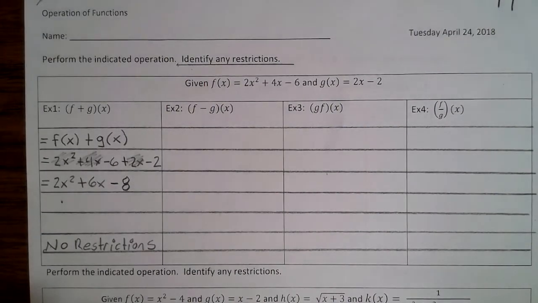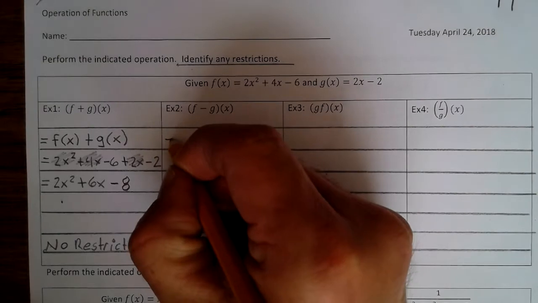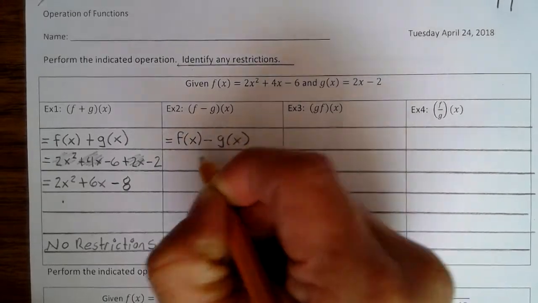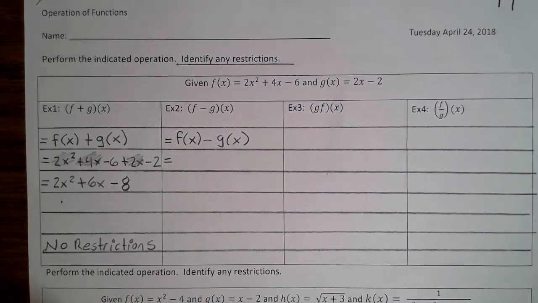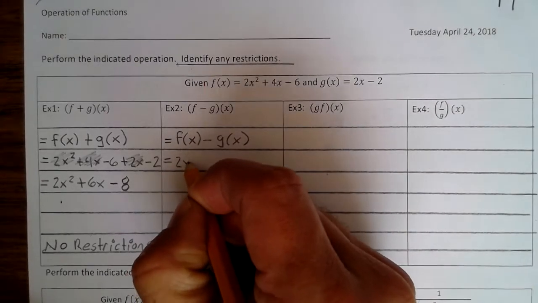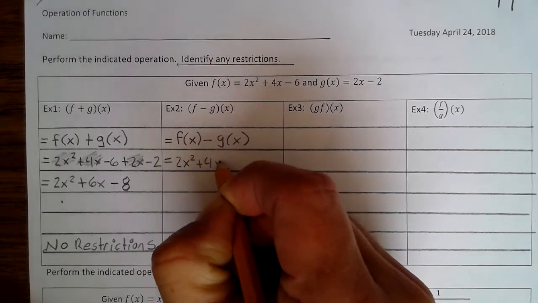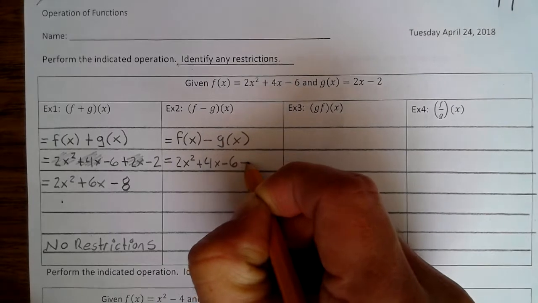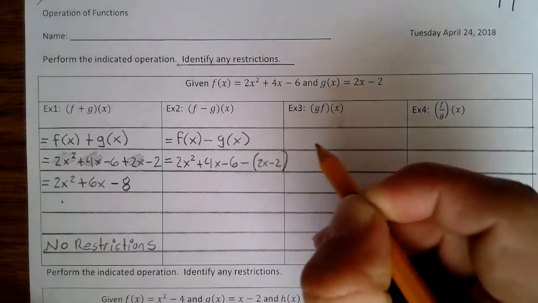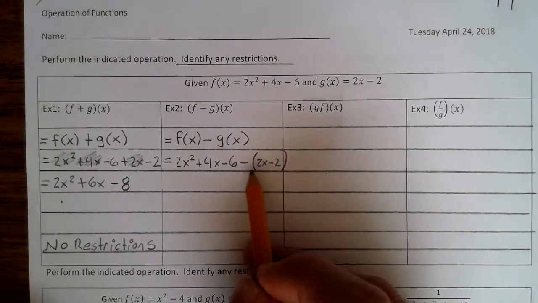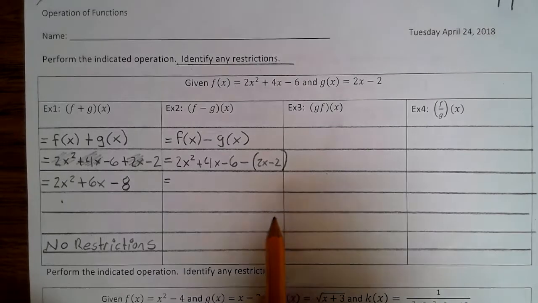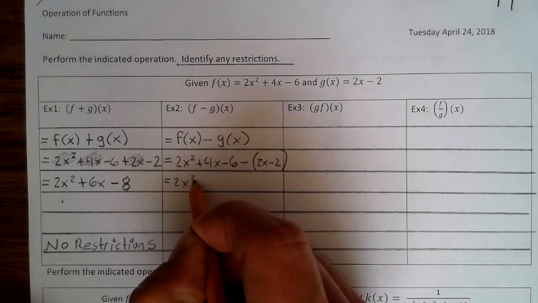Okay, example 2. So now we're doing f minus g of x. So that's f of x minus g of x. All right, so f of x is 2x squared plus 4x minus 6 minus 2x minus 2. Now, when you subtract a function, you want to put in parentheses because you remember you're subtracting all of it. Okay, so our next step is we're going to distribute, but let's go ahead and write 2x squared plus 4x minus 6 down first.